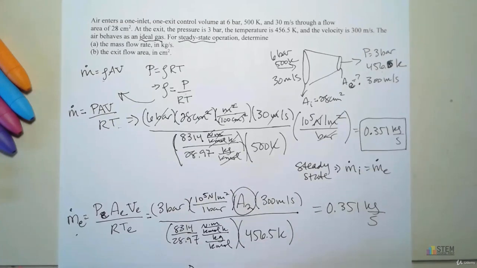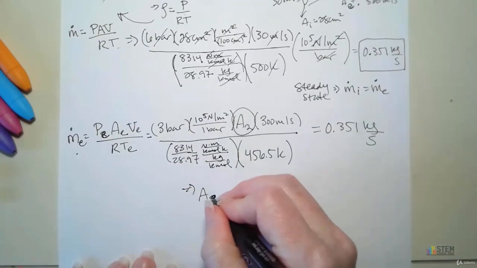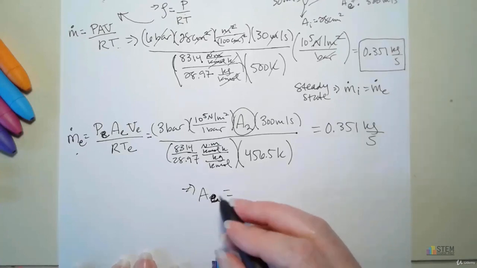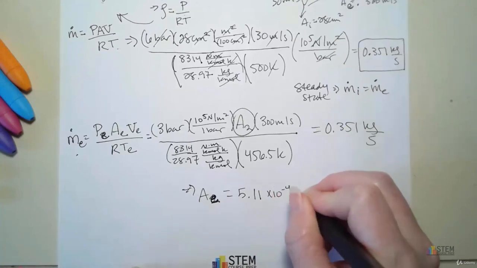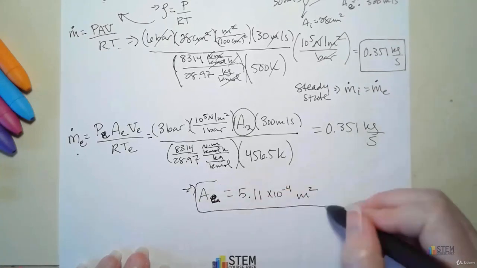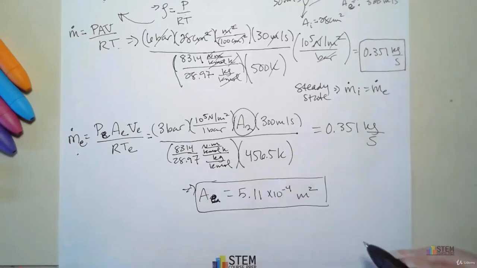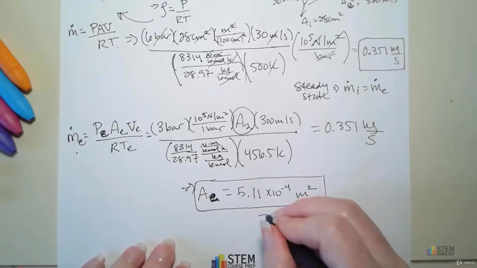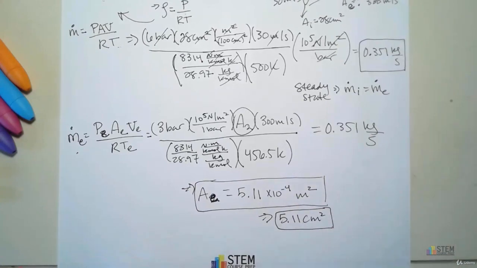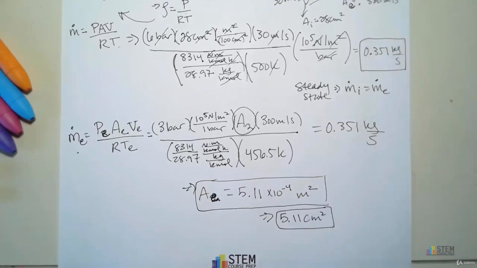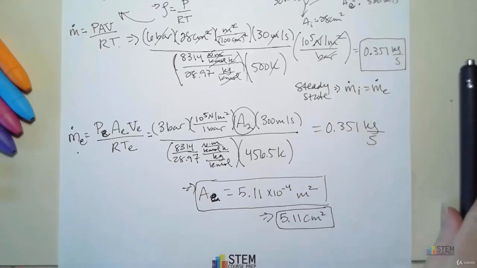If you do that, you'll get your exit area. This is messy, guys, sorry about that. Your exit area is going to be 5.11 times 10 to the negative 4 meters squared. And of course, it wants centimeters squared after I just boxed that up. So if you convert it over, it's 5.11 centimeters squared. So that'll be your exit area. We decreased that exit area, and in doing so, we've also changed our properties there. All right, hopefully that helped you out.